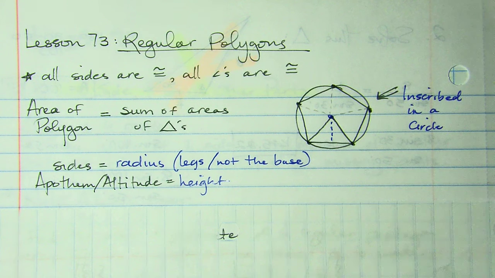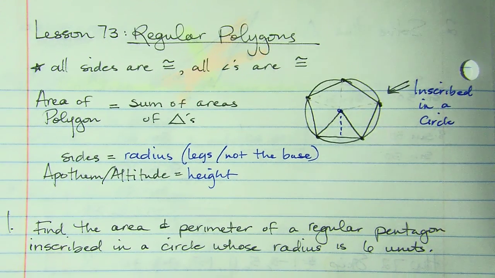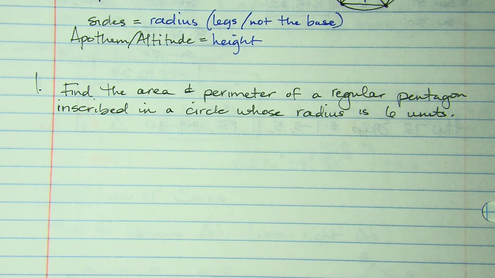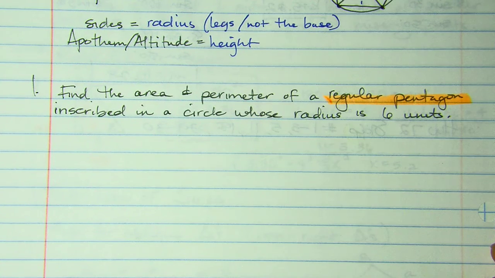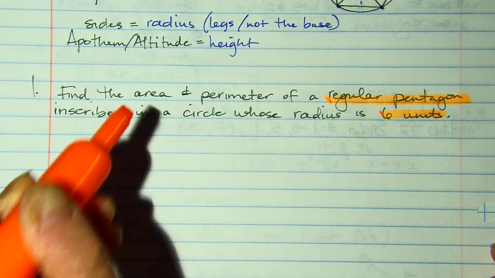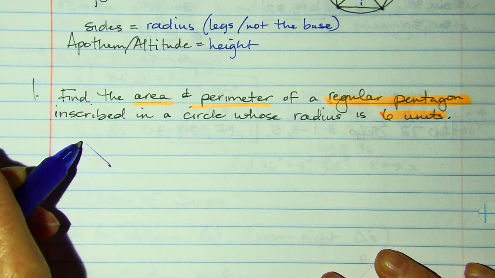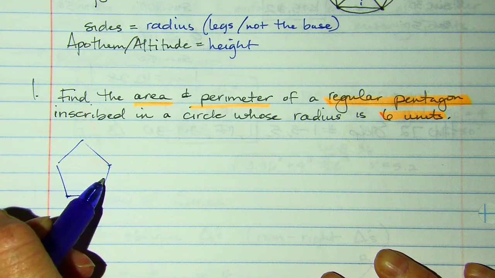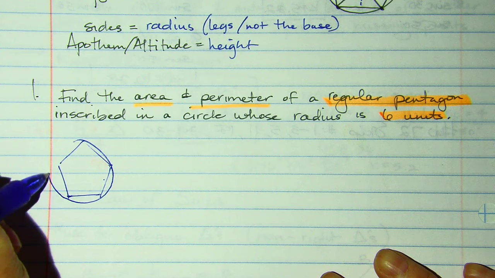Okay, so we're going to jump in and do some examples together so that we can solve for these polygons. So number 1, find the area and perimeter of a regular pentagon inscribed in a circle whose radius is 6. So they want area and perimeter. So I like to draw myself a pentagon, and make it as congruent as you can. I know all 5 sides are the same, and it's inscribed inside of a circle.